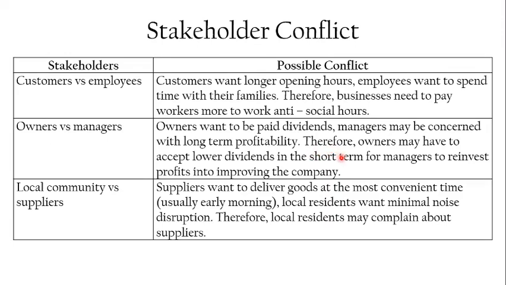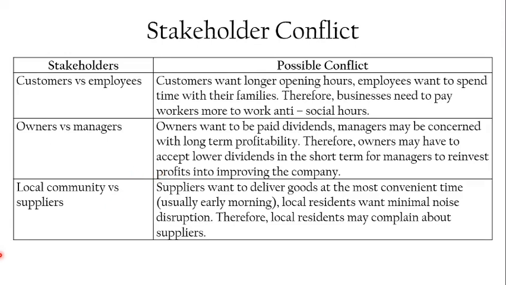Managers would often want to do this, but this can conflict with some owners, particularly if they're quite short term in their view. They may want to make the maximum amount of dividends this year, in which case that would mean taking a lot of profit out of the business. But if the company is to grow in the long run, owners may have to accept lower dividend payments in the short term, so profits can be reinvested in the company and that company can be improved. But that can lead to conflict between managers and owners because they've got slightly different objectives.